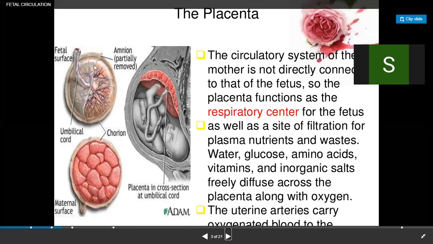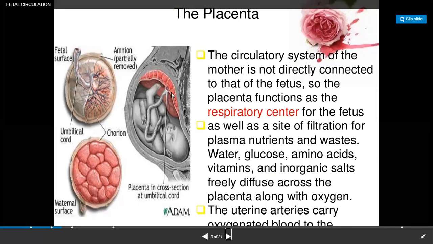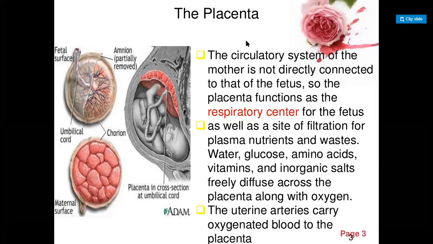This is the placenta, a disc-like structure. The upper side is the maternal surface, and the lower is the fetal surface. The maternal surface looks like this, with structures called cotyledons. On the fetal surface, the umbilical cord arises from the center. The circulatory system of the mother is not directly connected to that of the fetus. So the placenta functions as the respiratory center for the fetus.